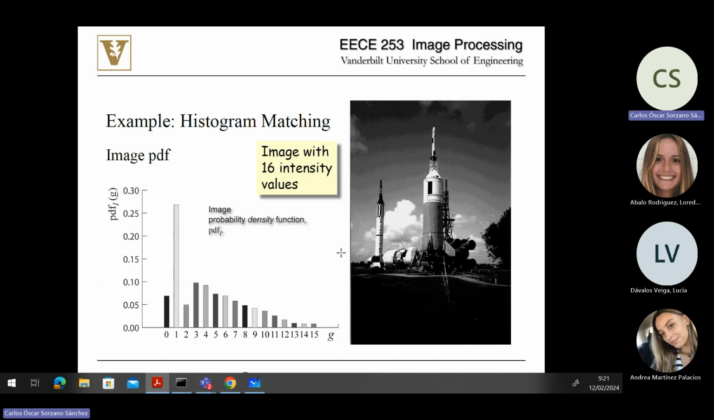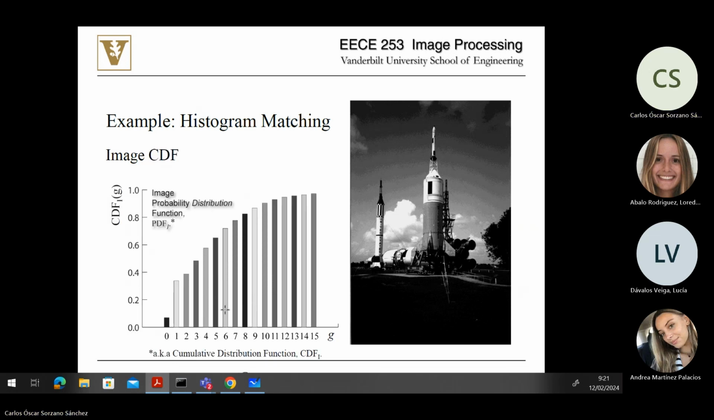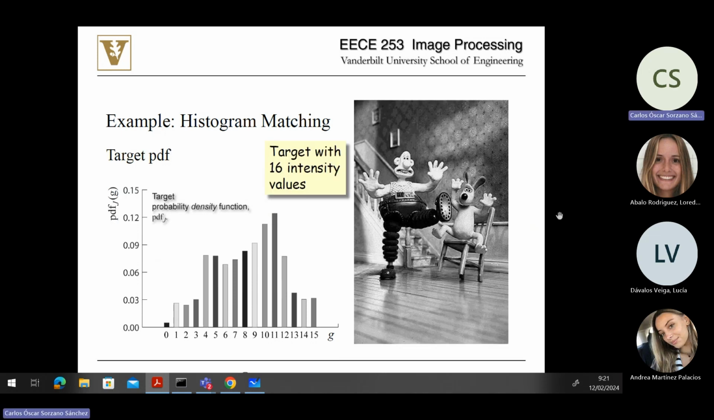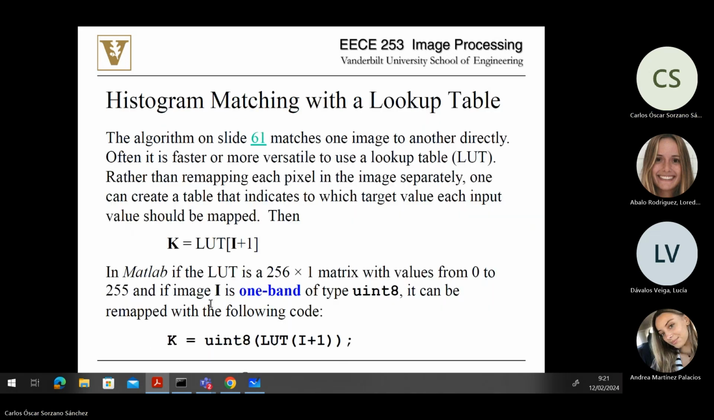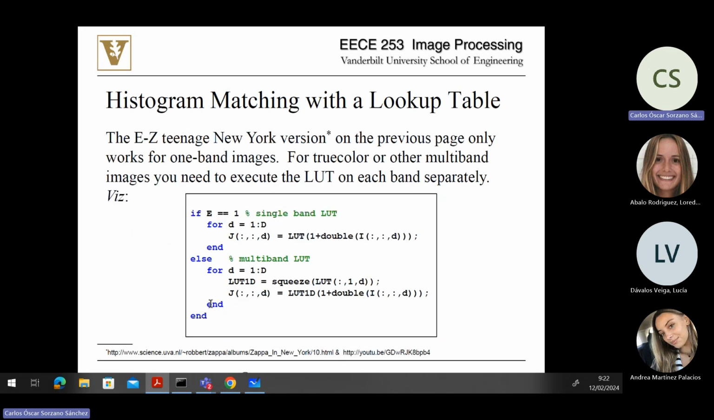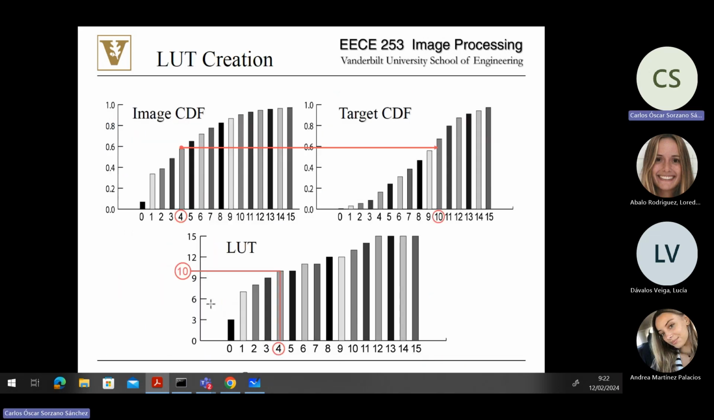16 values, and then we compute the CDF, and then we take another with 60 values that has this CDF. So we compute the CDF, and we construct our table. So this is the same concept that we have explained. We have the image CDF, we have the target CDF, and then this gives us a lookup table.